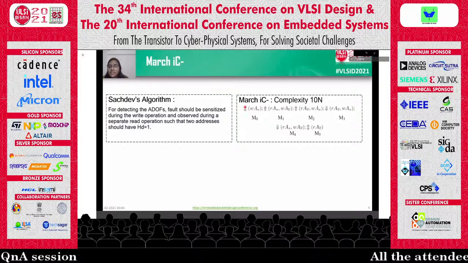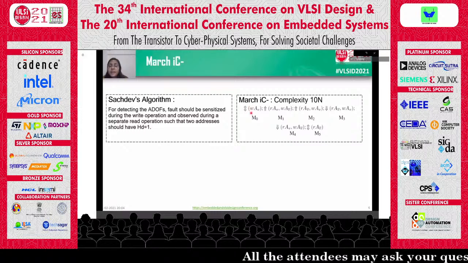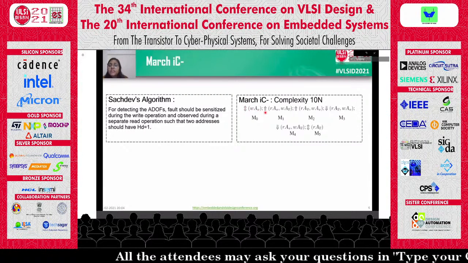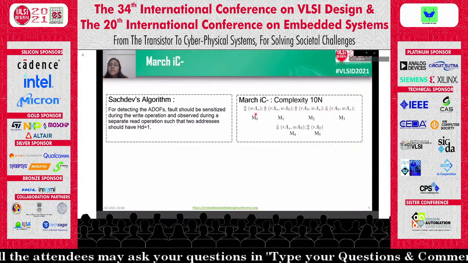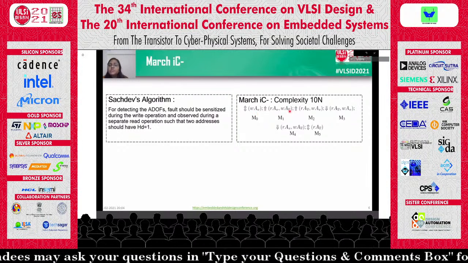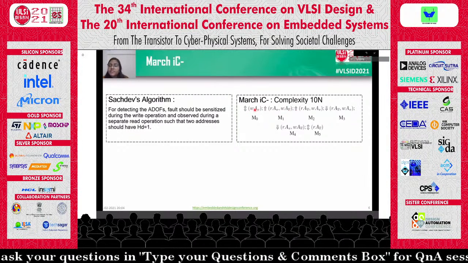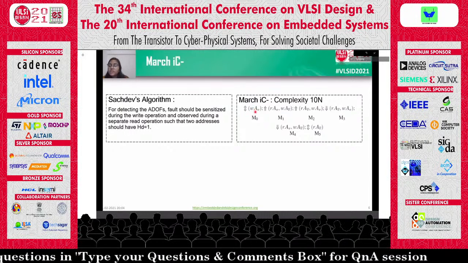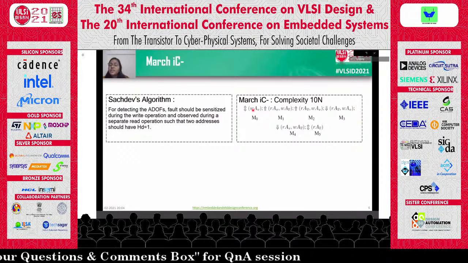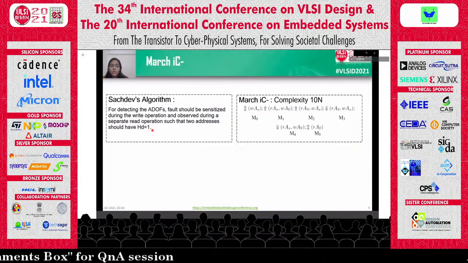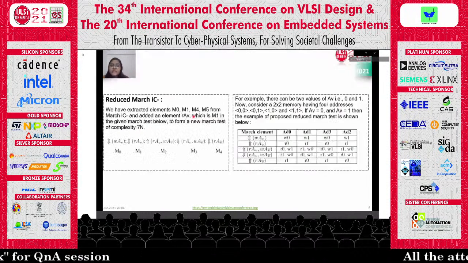The direction of the arrow denotes that the address can be accessed bidirectionally: in the upward direction and in the downward direction. AV or AV bar denotes what we write on the address: we write 0, write 1, write 0, write 1, corresponding to the addresses maintaining Hamming distance equal to 1. So proceeding towards the next slide.